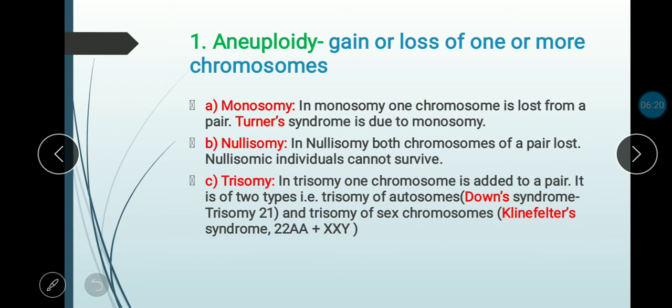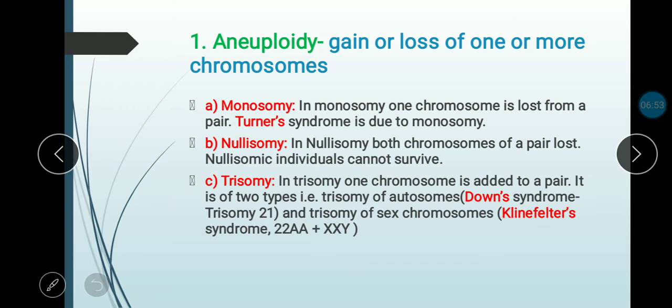The original two are there and one addition takes place, and it is of two types. Trisomy of autosomes: autosome means the chromosome which carries the body characters, and its example is Down syndrome. It shows a trisomy of the 21st chromosome, and it causes the disease Down syndrome.